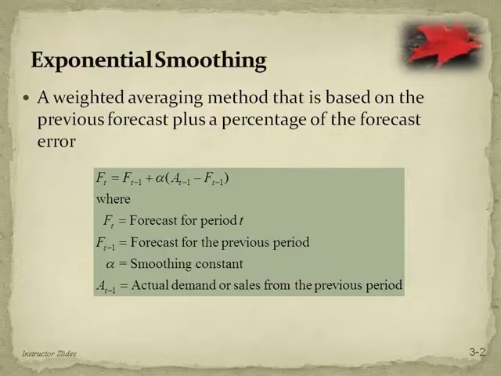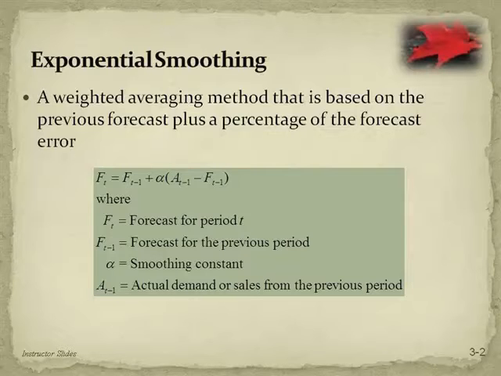Let's take the other extreme of alpha. The other extreme is alpha is equal to 0. So if alpha was equal to 0, 0 times the error is 0. So if alpha is 0, it says that the next forecast is going to be exactly the same as the previous forecast, since alpha was 0. So alpha can be 0 or 1 or anything in between.